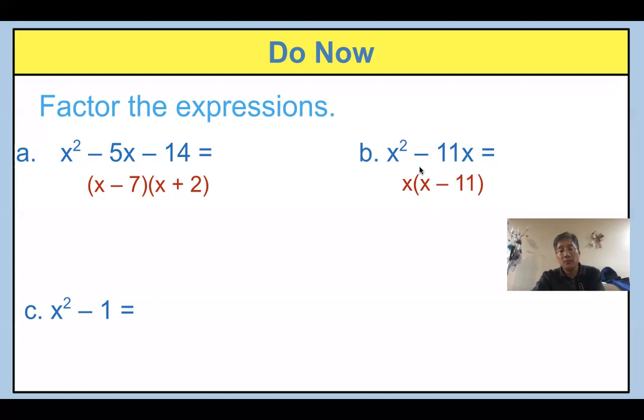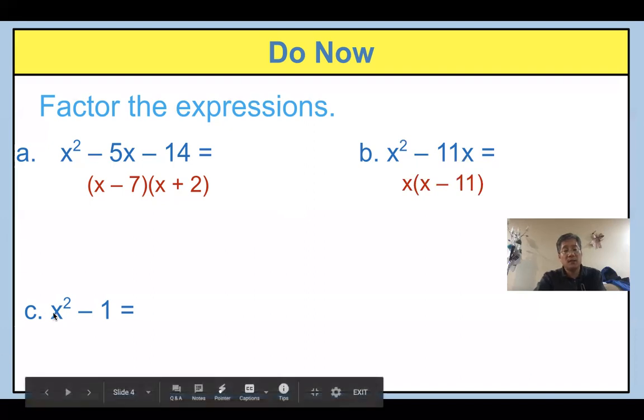Another way, you know that both terms have x as a common factor. Then you take out x as a common factor, and in the parentheses, x times x becomes x squared, minus x times 11 is 11x. You can do it this way also.